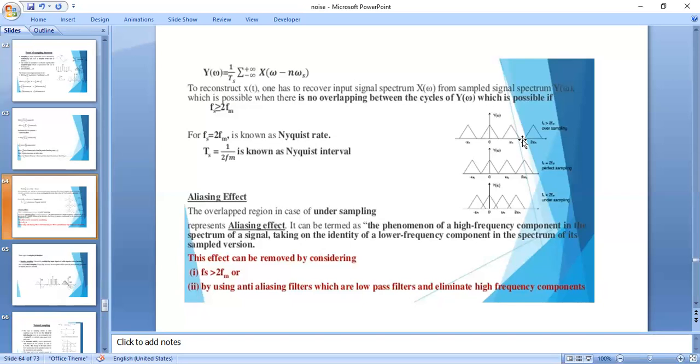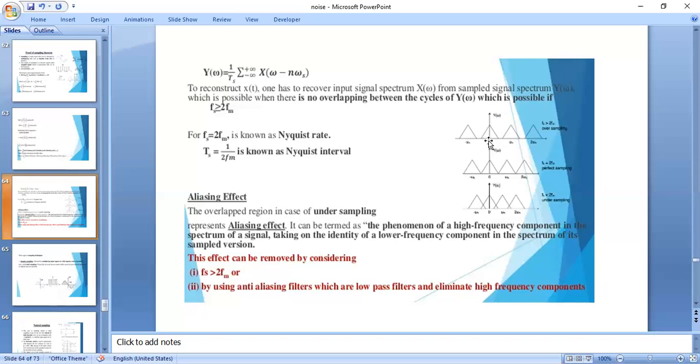So what is the aliasing effect? It is the high frequency component in the signal taking the identity of the lower frequency component. Because of that, we get an overlapped frequency spectrum, which is called the aliasing effect. This can be removed by considering Fs greater than 2 FM, or by choosing anti-aliasing filters. Aliasing filters means you choose a low pass filter to remove the high frequency components. These are the spectrum representations.